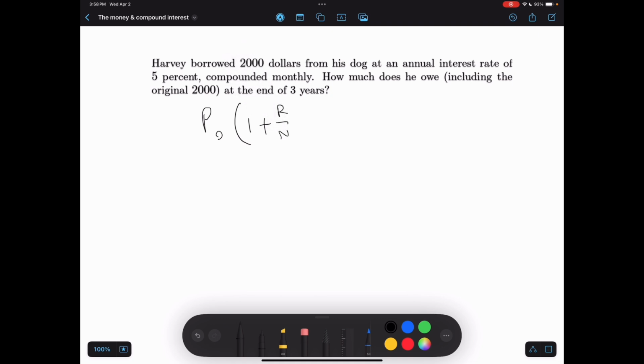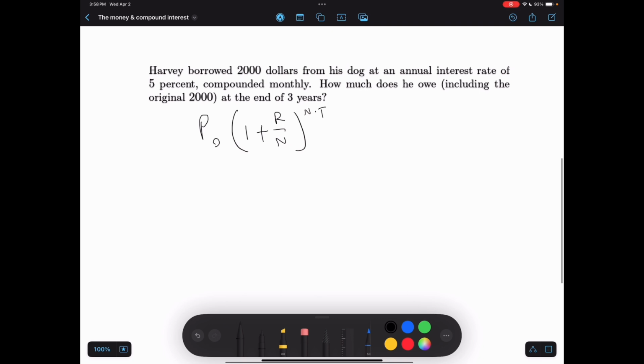In this formula, this P sub 0 is the principal, it's what we're starting with. In this case, $2,000, the value Harvey is starting off with at the very beginning of this whole situation. Then we have the R value here, and this R is the annual rate that Harvey's going to have to pay to his dog. So he's paying an annual interest rate of 5%, and that's going to be the rate. So the rate is 5%, or 0.05.